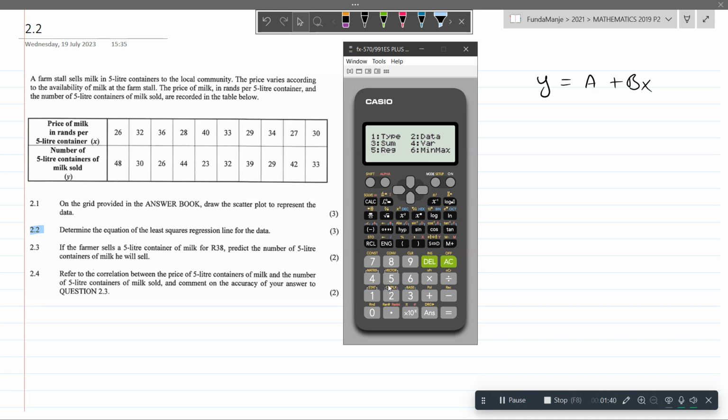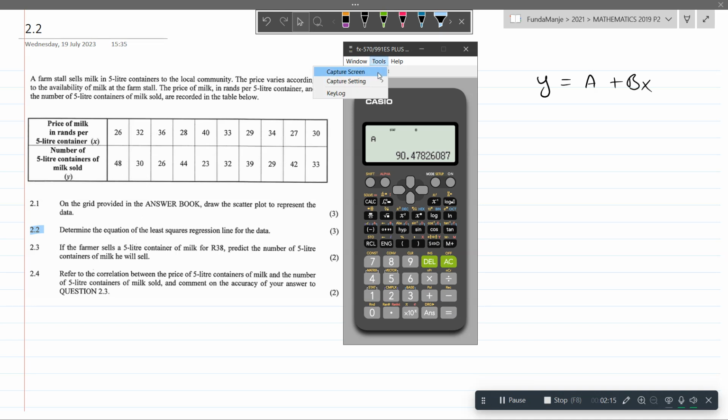So if I select number 4, this will give me the mean and standard deviation, but this is not what we're looking for currently. So if you go back, press shift stat and then number 5, you'll get your values for a, b and r. So we can take down these values. Firstly, a will be 90.47. So a is 90.47.